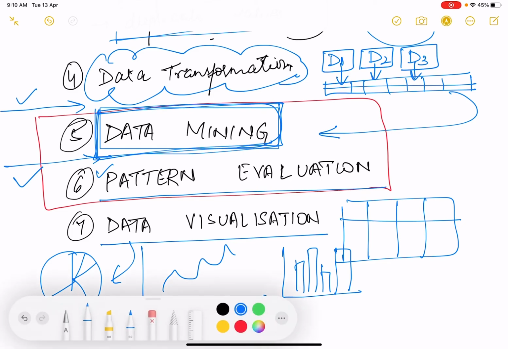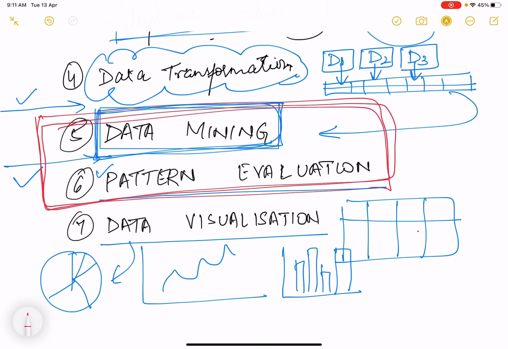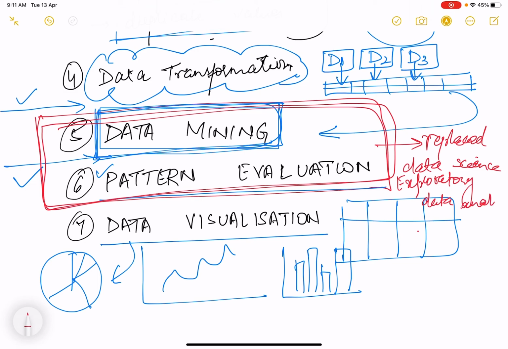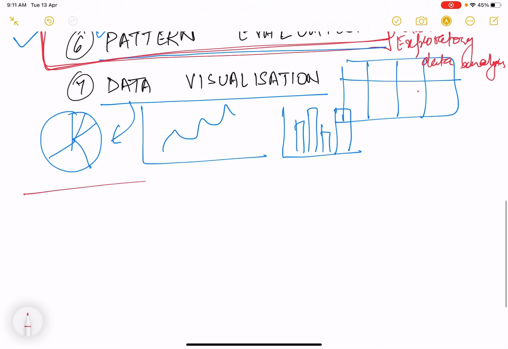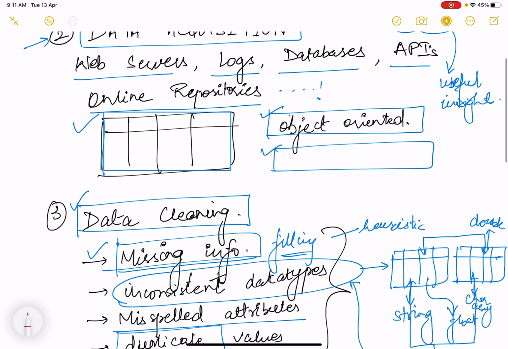After data mining, we will deal with both these stages, and these both stages will be replaced by data science, exploratory data analysis. Here we covered all those topics which are associated with data mining.